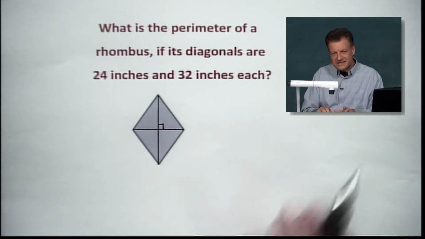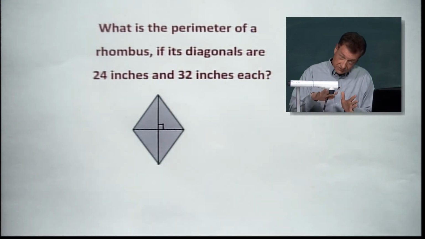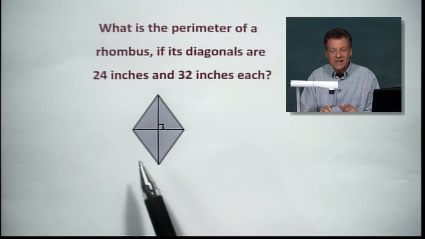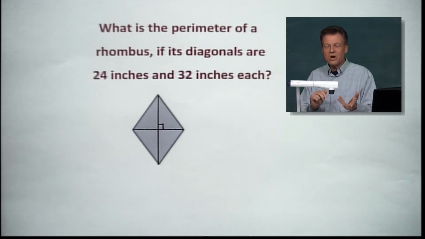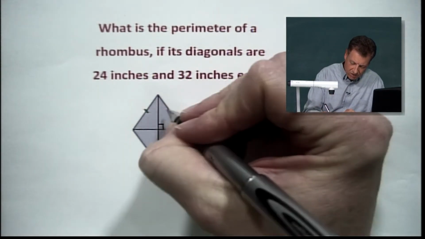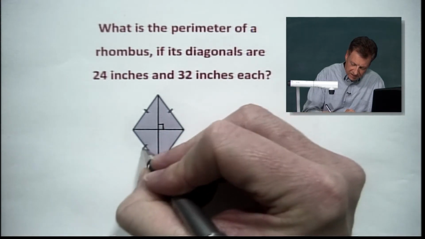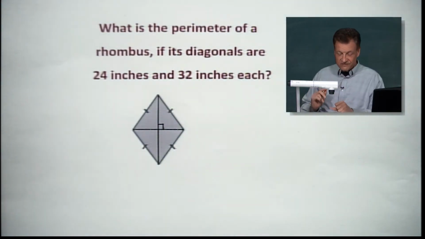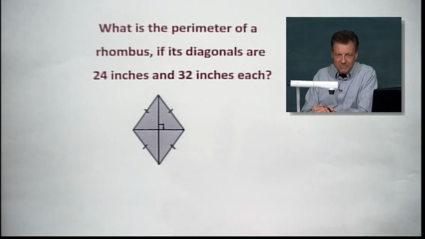If you were to turn this thing sideways, you would notice this is also a parallelogram because a rhombus is a parallelogram. It's a parallelogram with all four sides congruent. So while we're at it, let's go ahead and mark these little guys congruent. Now you say, well, Ernie, why are you telling us about the parallelogram business? Because there's a very important property of the parallelogram that's going to help us solve this problem.